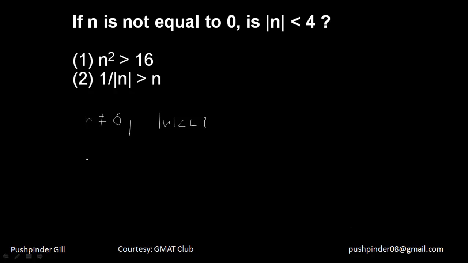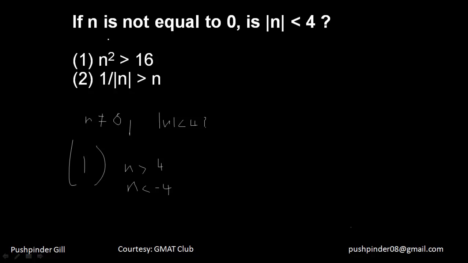Okay, fine. Statement number 1, n square is greater than 16. That means either n is greater than 4 or n is less than negative 4. If n square is greater than 16, n can be 5, 6, 7, 8, 9, 10, or n can be negative 5, negative 6, negative 7, negative 8, negative 9, negative 10, all those values, because I just have to say what all values satisfy n square greater than 16.